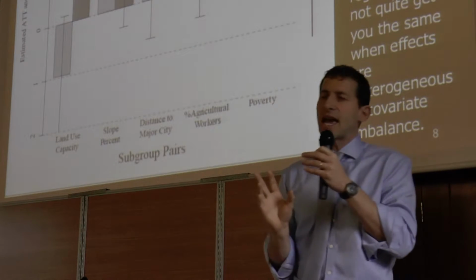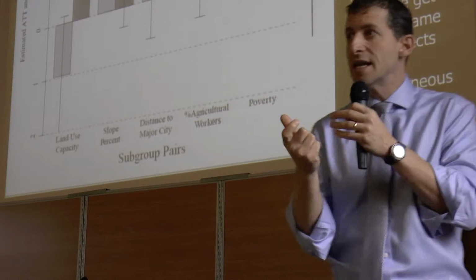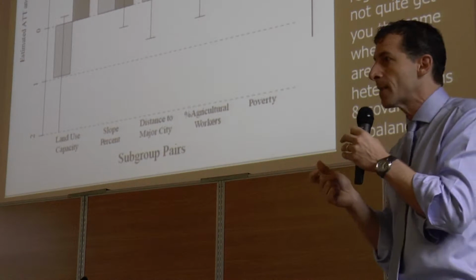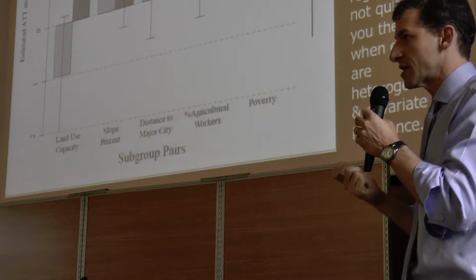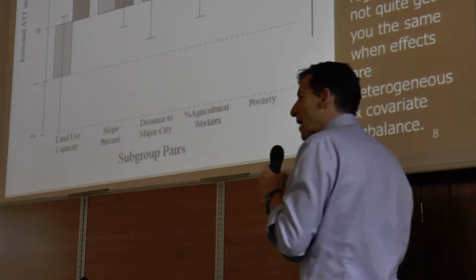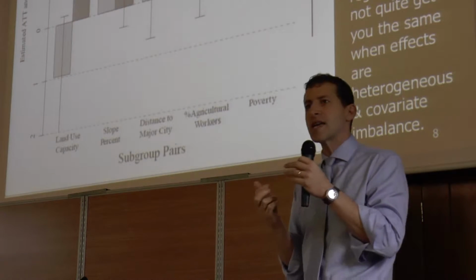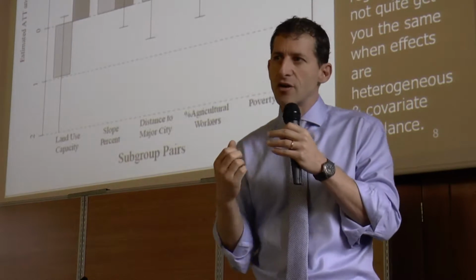The kind I want to talk about today is where you're looking at one treatment and how its impacts vary conditional on observable characteristics. And even that is not precise enough, because there's two ways to think about this kind of heterogeneity.